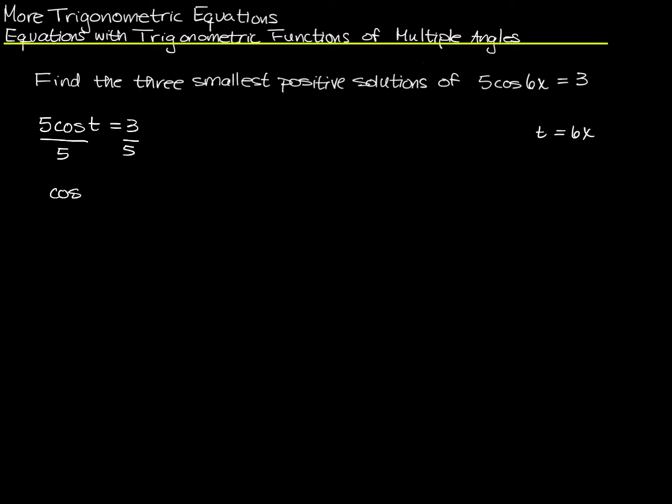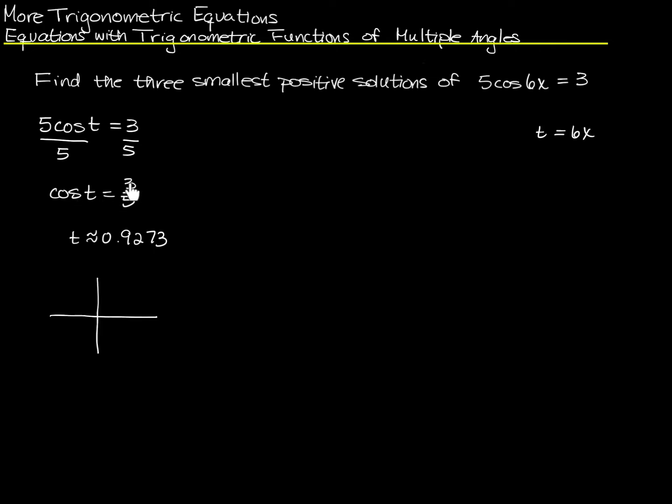And I have that the cosine of t is equal to 3 over 5. Well, that's not a nice angle. That's not a friendly angle. So I'm going to have to use my calculator for this one. The cosine inverse of 3/5 is approximately 0.9273 radians. So I have a solution, but I've only got one solution, and I've been asked to find the 3 smallest positive solutions. So let's draw a sketch.